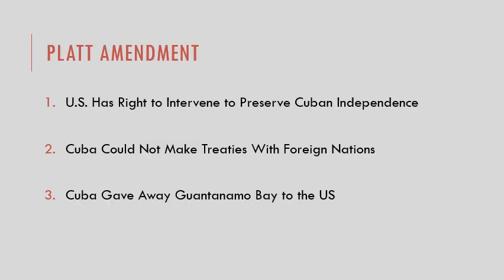So after Spain is defeated, there is a new amendment called the Platt Amendment, and it outlines that the U.S. now has a right to intervene and preserve Cuban independence. If someone goes and messes with Cuba, the U.S. will jump in and take care of it. Two, Cuba could not make treaties with foreign nations, removing some autonomy from Cuba. They can't make any deals with other countries. And three, Cuba would give away Guantanamo Bay, a little place for the U.S. that they still have control of today, a prison and military base.